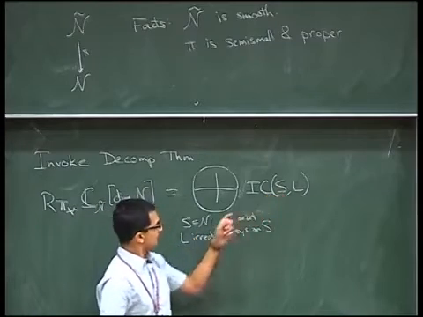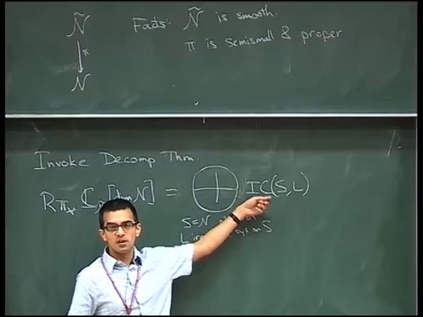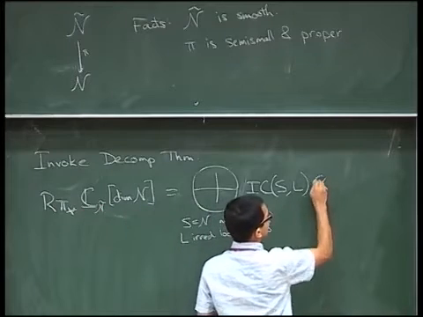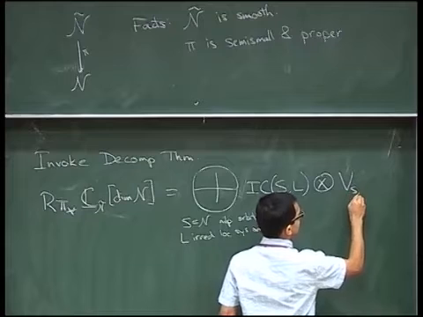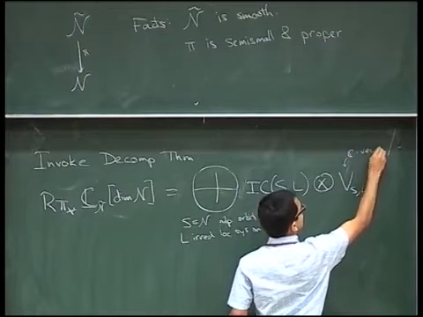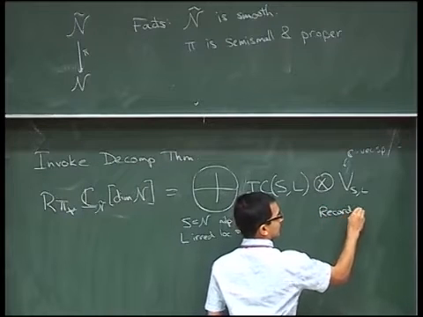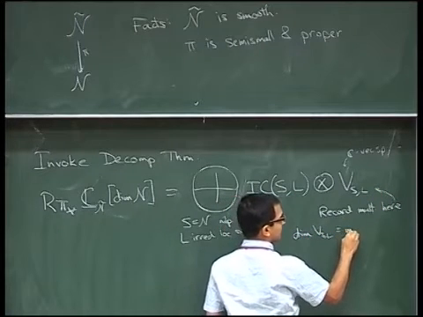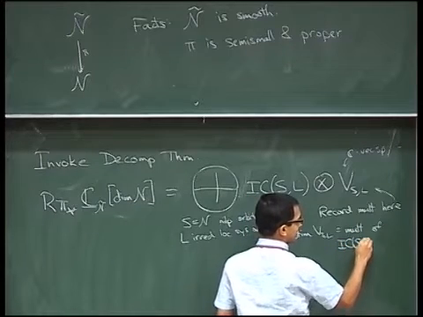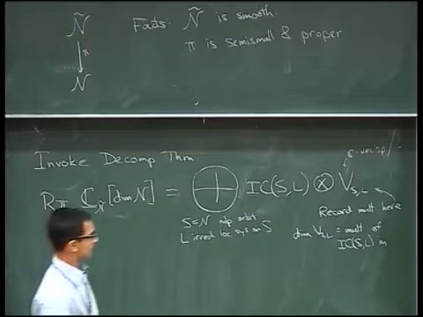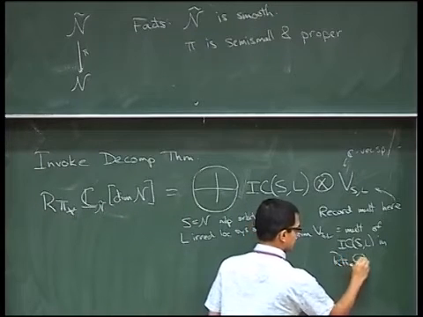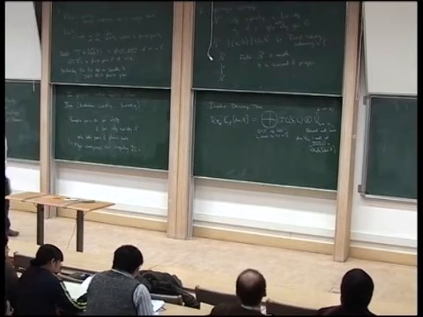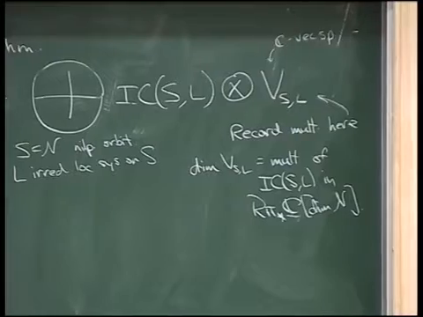right now the sum runs over all possible simple perverse sheaves here. Each one may occur with some multiplicity. Some of them may not occur. So I'm going to record the multiplicity by just formally tensoring with a vector space. This is a complex vector space, and what I'm doing is recording the multiplicity here. So in other words, the dimension of V_{S,L} is the multiplicity of IC_{S,L} in this big perverse sheaf that we've constructed. So Rπ_*C[dim N]. Okay. So far, all we've done is invoke the decomposition theorem.